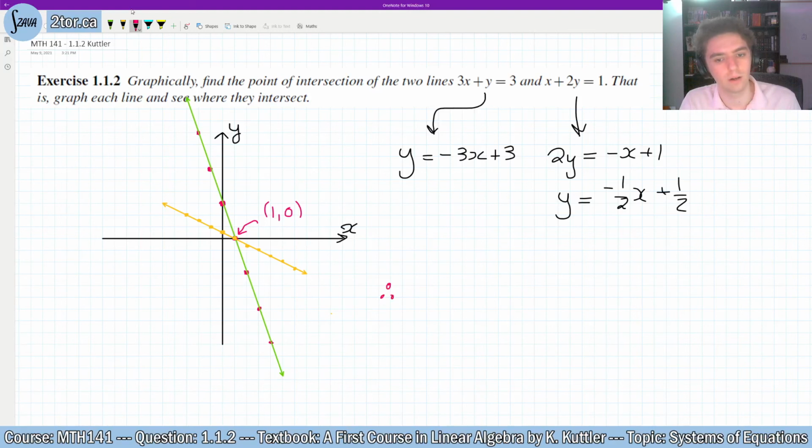So therefore, the point of intersection is (1, 0). And there's our answer for that one.